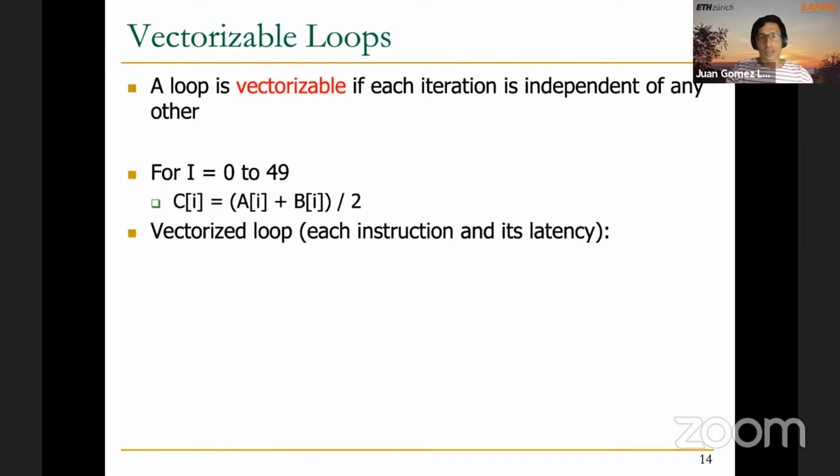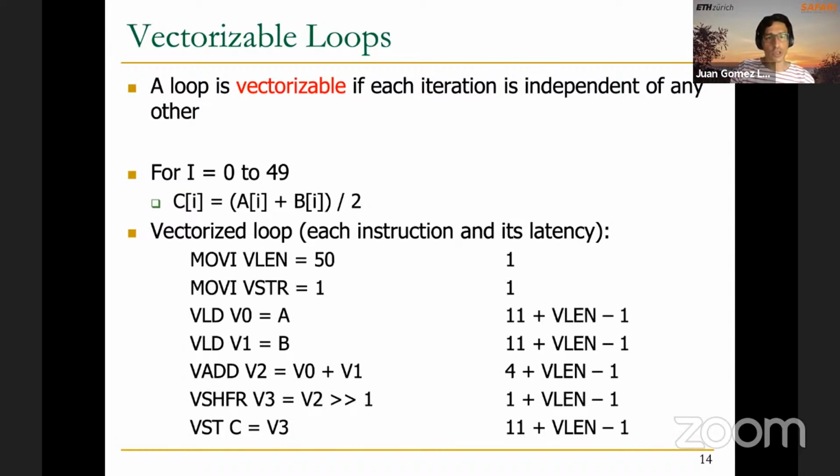Let's go back to the example of the vectorizable loop, this for loop where we perform this addition, then divide by 2, and then we write to the output C array. This is our sequential code, this is kind of C code, right? And now we want to write our vectorized code.